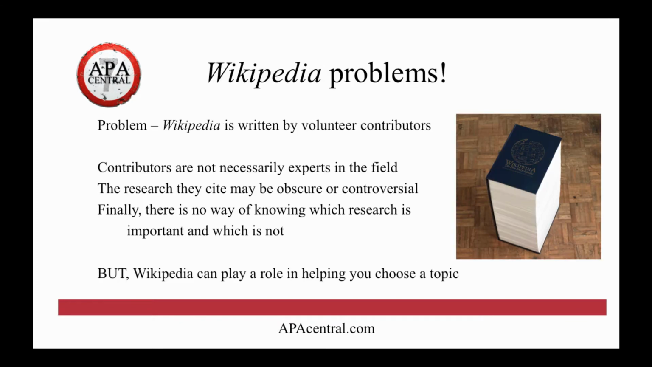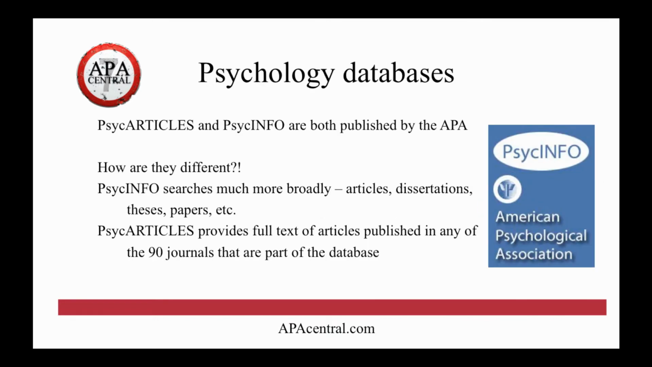The problems with it are that the main problem is that it's written by volunteer contributors, and so they're not necessarily experts in the field. The research they cite may be obscure or controversial, and you wouldn't know. And finally, there's no way of knowing which research is important and which is not. It could be that the person who's the contributor thinks something is important, but everybody else in the field doesn't. So to reiterate, Wikipedia can play a role in helping you choose a topic, and it can help you find articles, but you shouldn't rely on it in any way.